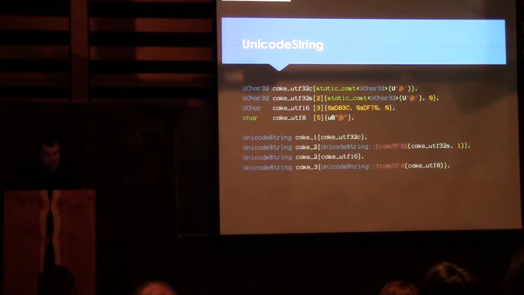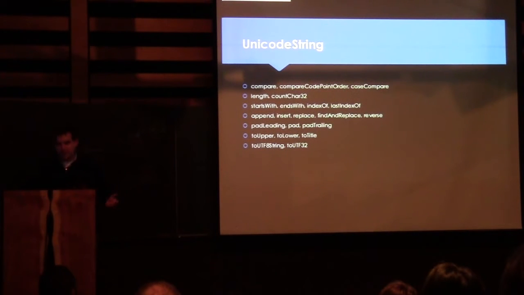So the UnicodeString can actually do the conversion from UTF-32 or UTF-8, as we can see down here. It can also be initialized directly from a single UTF-32 character, in which case it just becomes a string containing that one character, or from a single UTF-16 character.